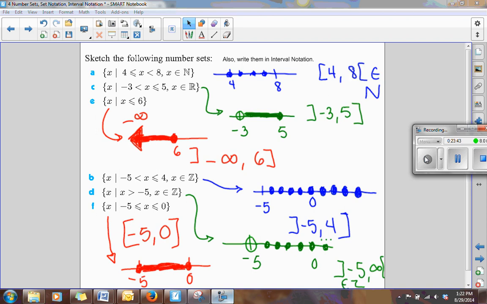Some things to be careful of. For this one, D here, make sure you have just the integers colored in. Make sure you're not including -5, those kinds of things. These ellipses mean that it's going on forever towards infinity.